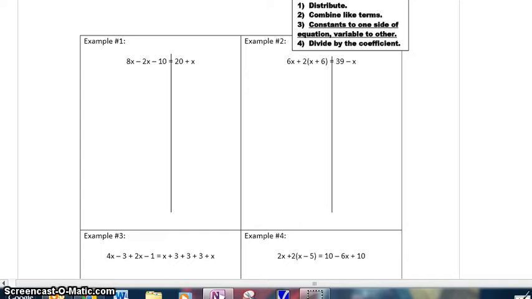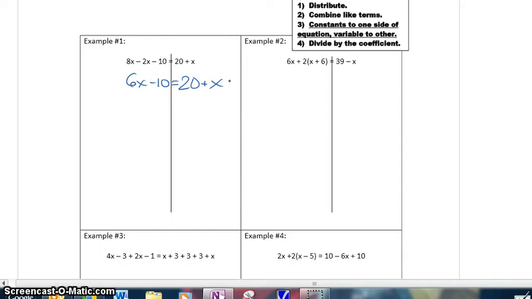Paused. I'm going to go ahead and follow these steps. There's nothing to distribute first. So what I'm going to need to do is combine like terms. Great. That line down the middle is to separate the left side from the right side of the equation. Put that in there.